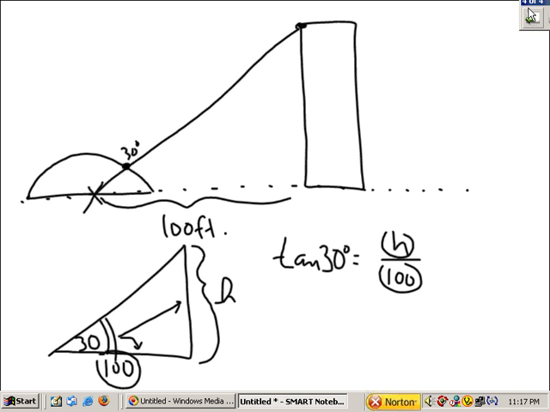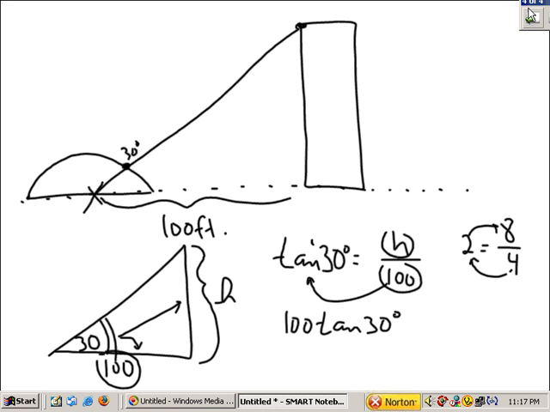Just like in any fraction, for example, 8 over 4 is 2, so 4 times 2 is 8. I'm big on people knowing this. Then you can just say 100 times the tangent of 30 degrees equals h, which is what we want to know. 100 tangent of 30 degrees is equal to h.